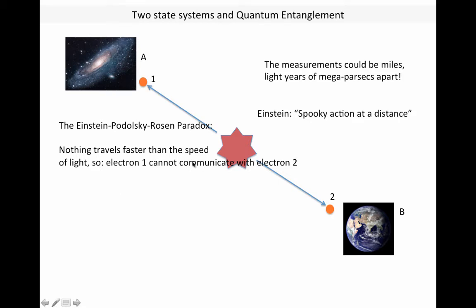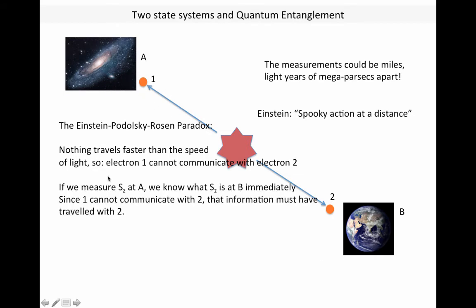They firstly assume that because nothing can travel faster than the speed of light, whatever's happening at A can't actually directly influence what's happening at B. There can't be any faster than light communication between 1 and 2. So in other words, electron 1 cannot communicate with electron 2. So if we measure the z component of spin at A, quantum mechanics says we know immediately what the z component at B is.